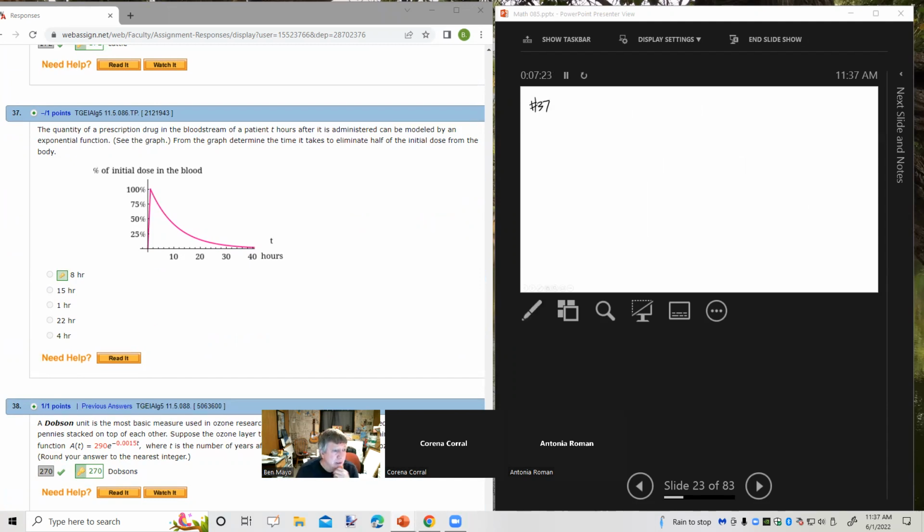Number 37, the quantity of a prescription drug in the bloodstream of a patient T hours after it is administered can be modeled by an exponential function. See the graph. From the graph, determine the time it takes to eliminate half of the initial dose from the body. Okay, so they take the initial dose, 100% of it's in the body. Time goes by in hours. Where does it have just half the initial dose? Right there. Okay, and so approximately how many hours is that?